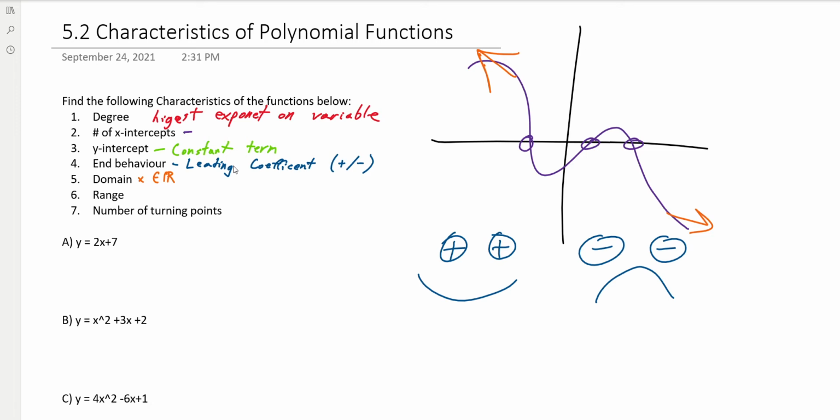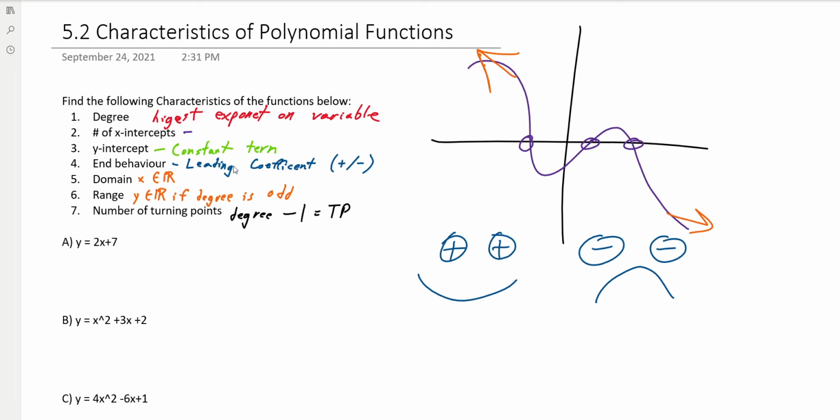The range is going to be y is a real number if the degree is odd. Otherwise, it will be based off of something else, so keep that in mind. And then the number of turning points is 1 less than the degree, or the degree minus 1. Okay, so let's get started here.